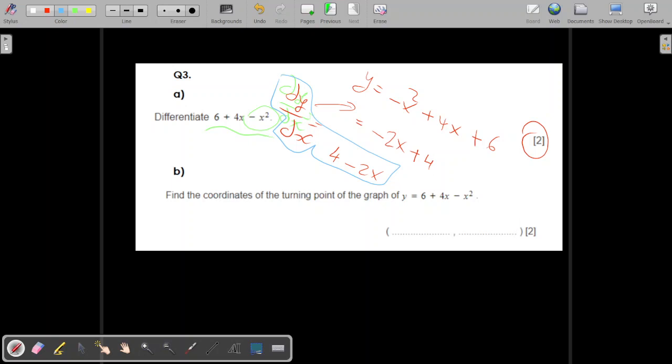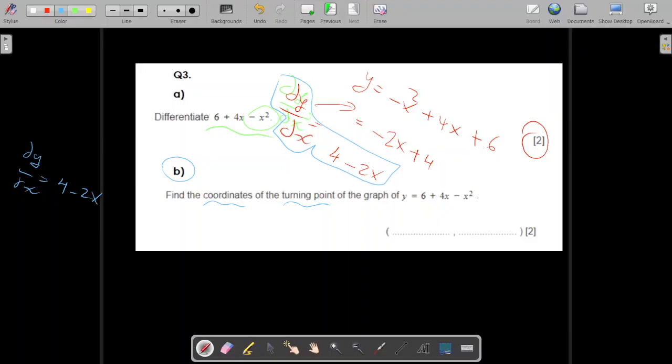Now for the B part, there is an easy way to do it and there is a long way to do it. I'm going to just give you the easy way, or maybe I give you the long way, it's up to you. So I'm going to do it in both ways. Since you know that delta y per delta x is equal to 4 minus 2x, and here we're trying to find the coordinates of the turning points. I know that the turning points, whether it's a maxima or a minima, delta y per delta x is always equal to 0. There is no rate of change.